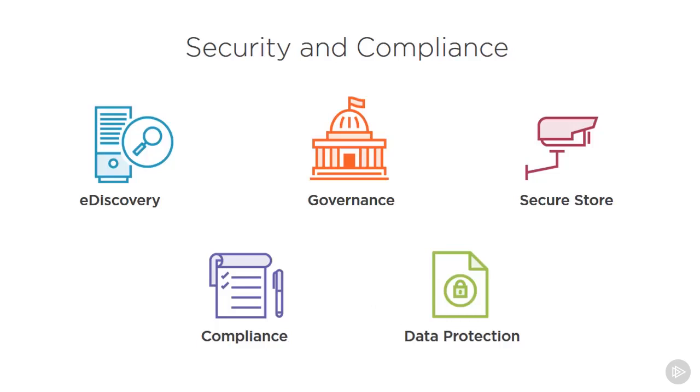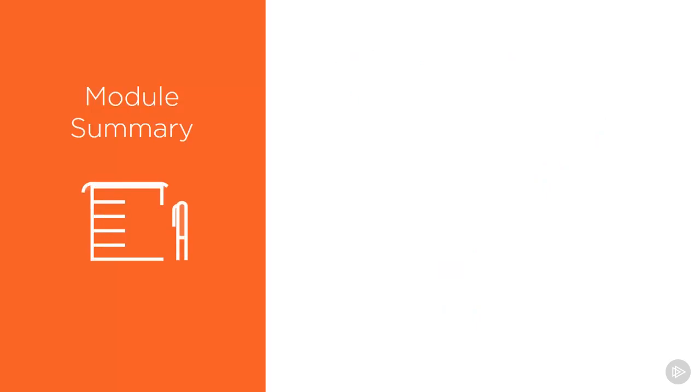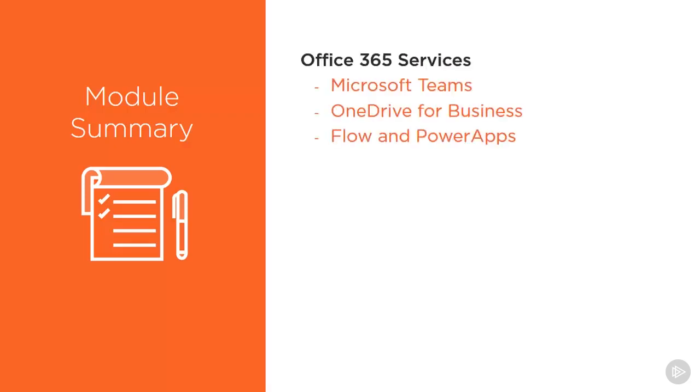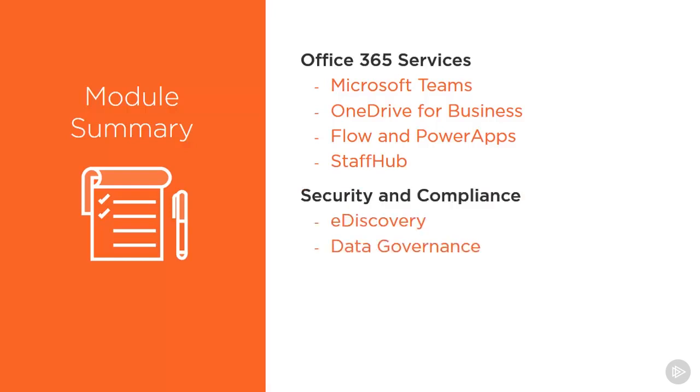So that's an introduction of some of these terms that we'll expand on later on in the course. So what I wanted to do in this module is to provide you information about the Office 365 services, just an overview or an introduction to Microsoft Teams, OneDrive for Business, Flow, and Power Apps, as well as StaffHub. And then we have another entirely separate category within security and compliance where I introduced e-discovery, data governance, secure store, compliance, as well as data protection. As I mentioned previously, we will be expanding on these a lot more as we go through the course.